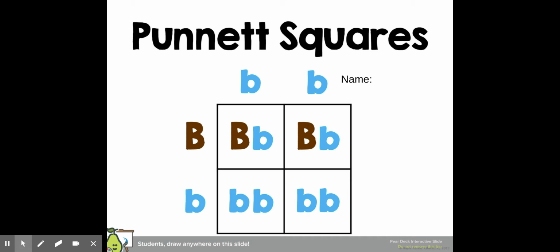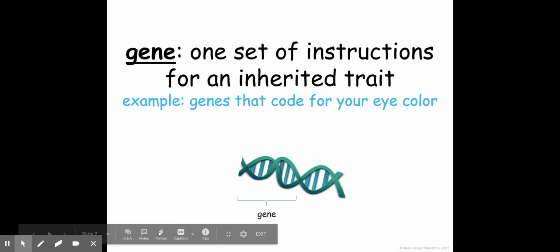We are looking at our Punnett square lesson today. This is another Pear Deck activity. This one is student-led, so you are able to do this on your own. I'm just going to be providing some information in this lesson video. You can watch this video as you go through. On our first slide, you can write your name, and then we're going to start talking about genes.